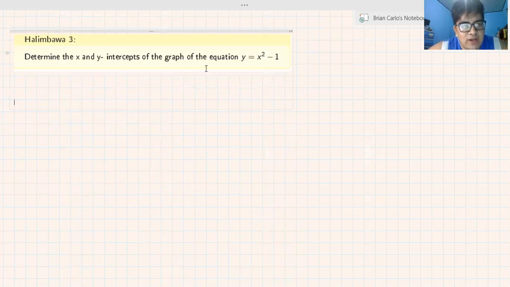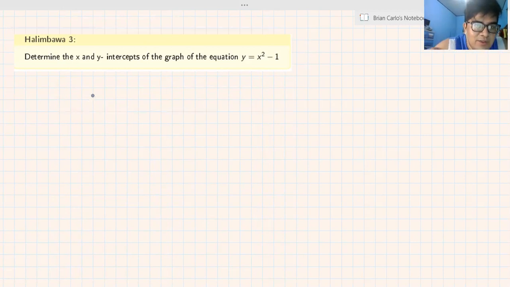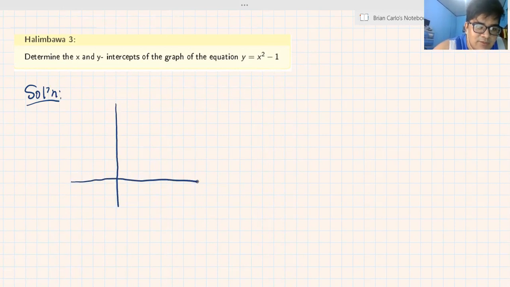Ayun. Let's have example 3. Determine the x and y intercepts of the graph of the equation y is equal to x squared minus 1. Di ba familiar? Nakikita niyo yung ano? Di ba familiar to the equation na to? In the last video, we have discussed this. Di ba? We have graphed this. In fact, ayan, i-graph natin. We will not use GeoGebra anymore muna dito sa example na ito.